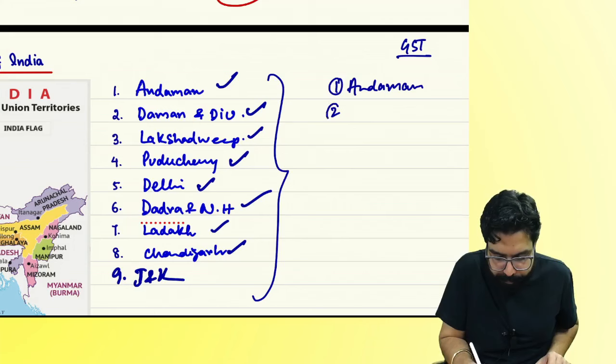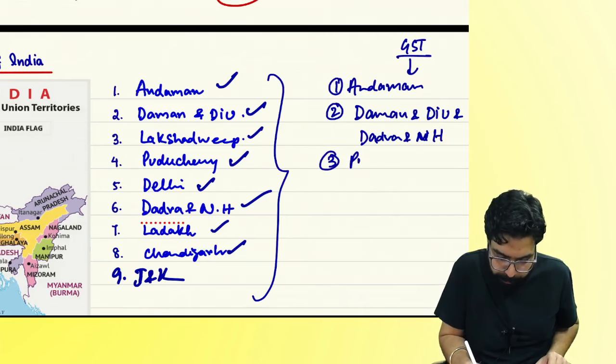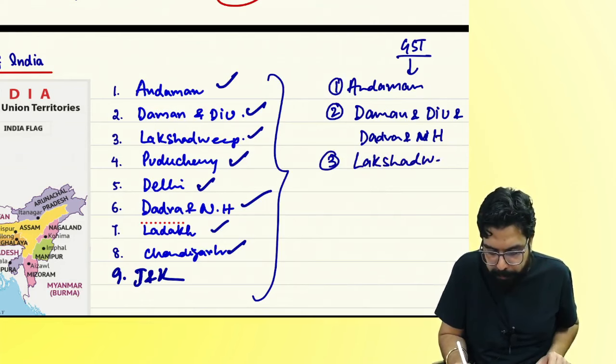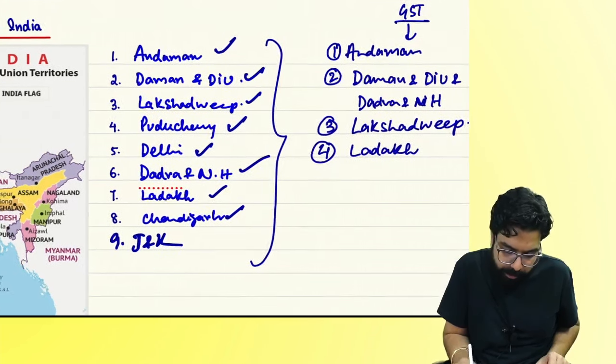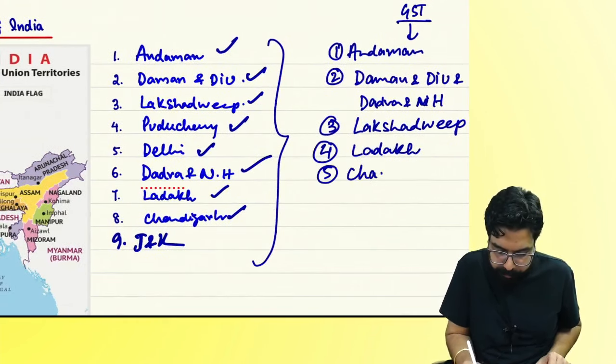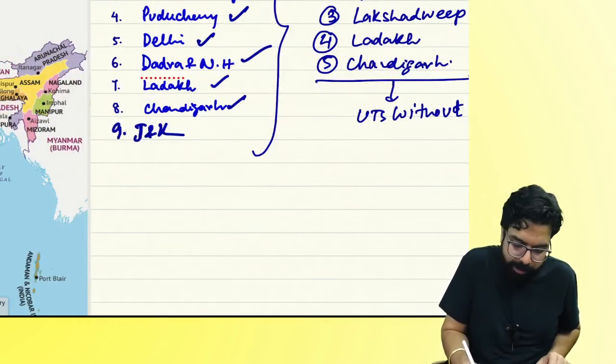Andaman and Nicobar, Daman and Diu, and Dadra and Nagar Haveli. Then Lakshadweep. Next, Ladakh. Next, and Chandigarh. Correct, everyone? These are basically UTs without legislature.